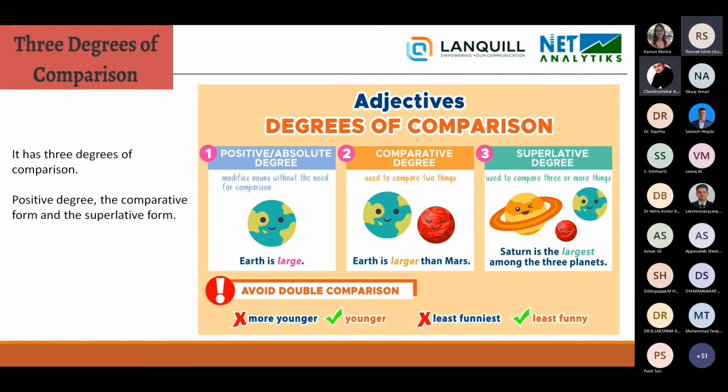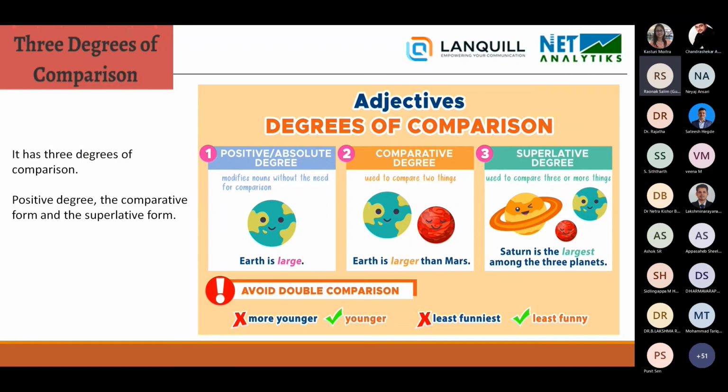We add est to it? Most of the time we add est when it is the superlative form. When it is the comparative form, we use er. And one more thing to remember is that before the superlative form of the adjective, we always have to use the definite article.